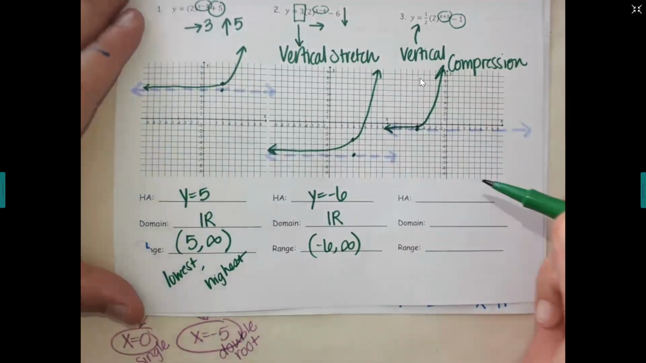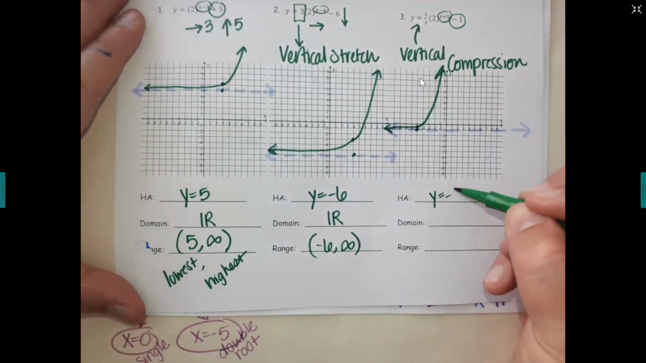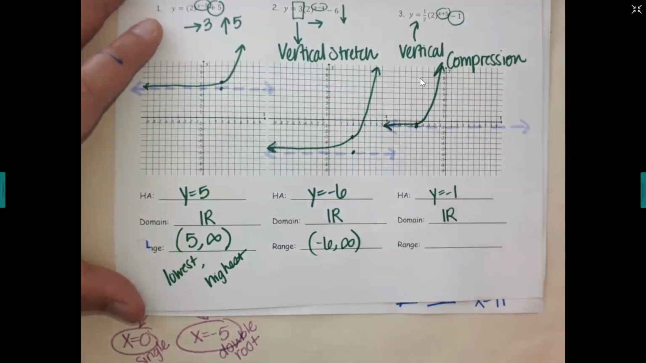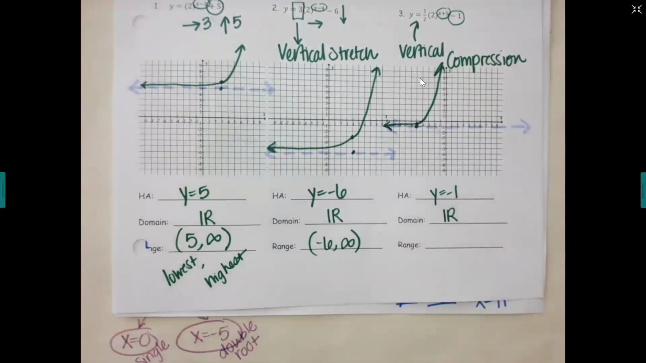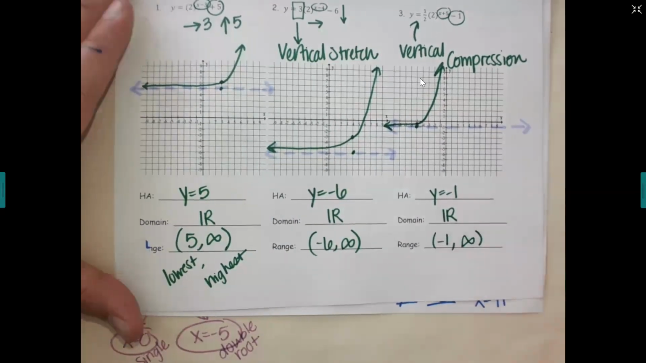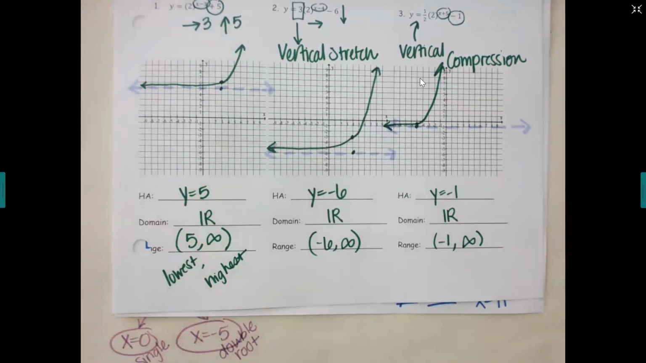What would my horizontal asymptote be? Y equals what? -1. What would my domain be? Okay, we already established it's pretty much always all real numbers for that. And then your range, lowest it can go is -1, highest is infinity. Okay, do we have any questions on that? Okay, so go ahead and turn the page. Yep. So the number in front of the parentheses depicts if it's a vertical stretch or vertical compression. Correct. And that will affect how far your first dot is, how many boxes away.